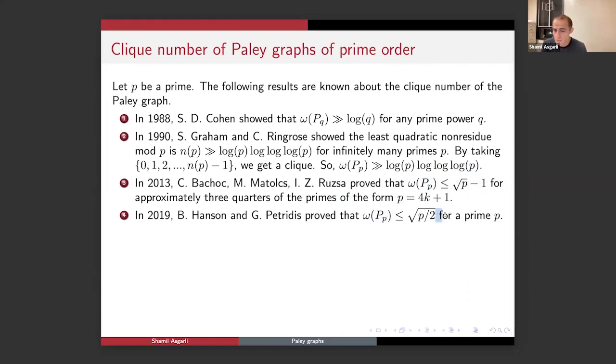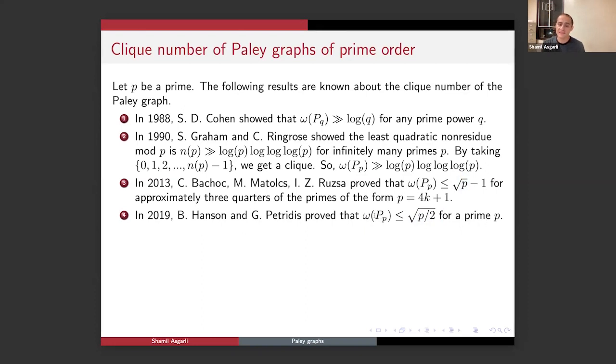I think there's also a plus 1 here. So square root of p over 2 plus 1. Now, this is a significant improvement on the trivial upper bound, because the trivial upper bound only gave us root p, and this is a multiplicative improvement in the coefficient. And they did this for the case when you have a Paley graph of prime order.